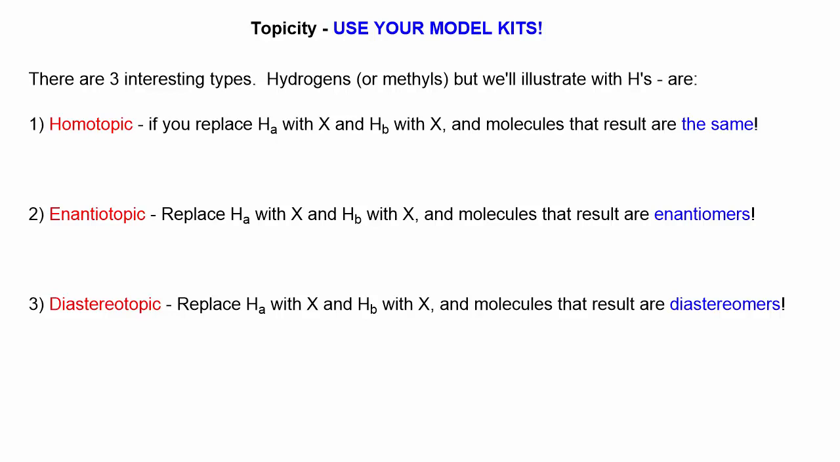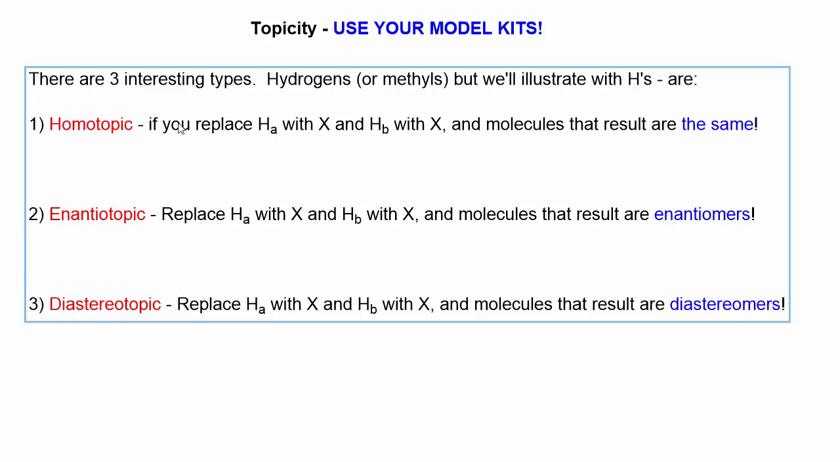What you need to know is that there are basically three interesting types of topicity problems. You draw out or build a molecule and you designate the hydrogens you're interested in as HA or HB. And then what you do is you replace HA with X and HB with X and see what the result is. X in this case is probably deuterium for the purposes of figuring out what the stereogenic centers are. It doesn't really matter, but the point is that you will actually go ahead and make these things, or at the very least draw them both out, and then decide what the difference is between the molecules.